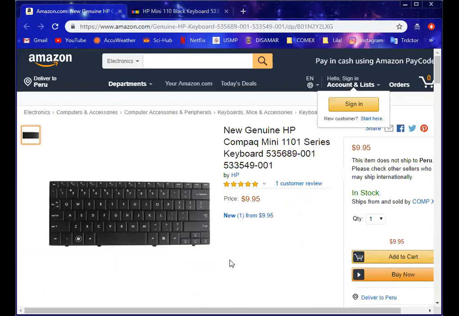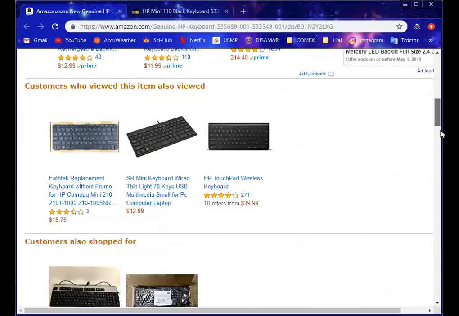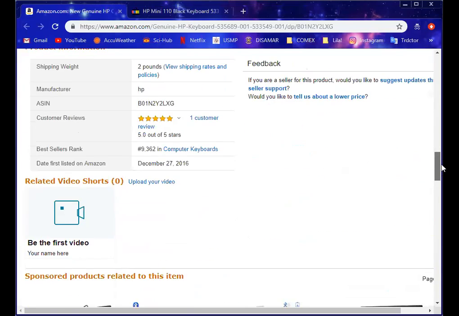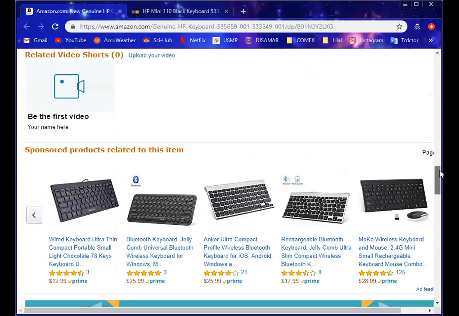Now this is another seller that is selling the same product for $9.95. That is a third of the other price. And again, it is the same product. It's in another color, but it has the same part number.